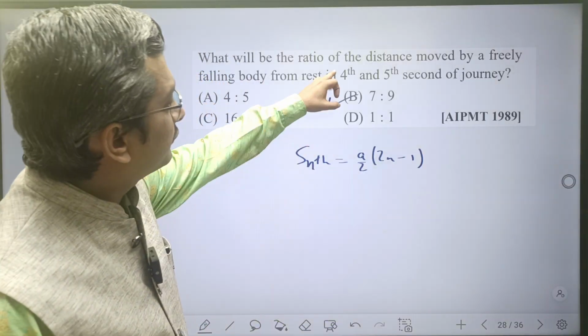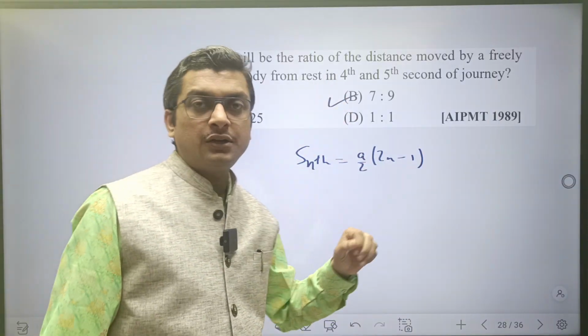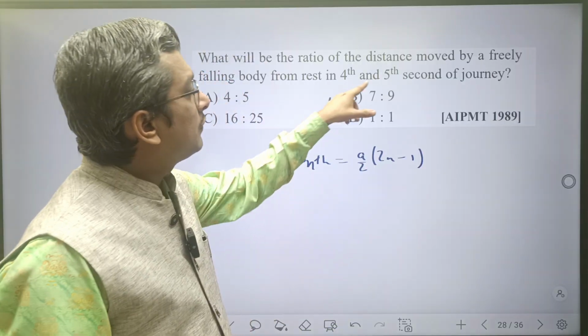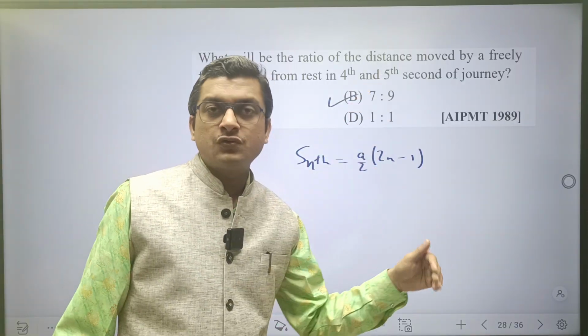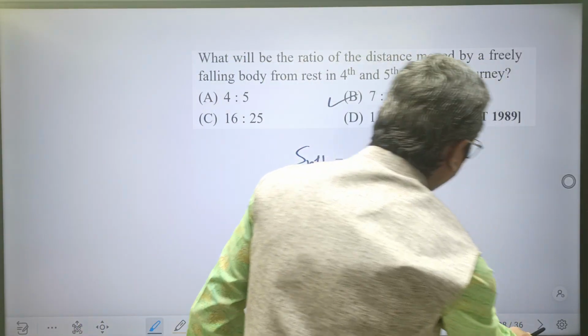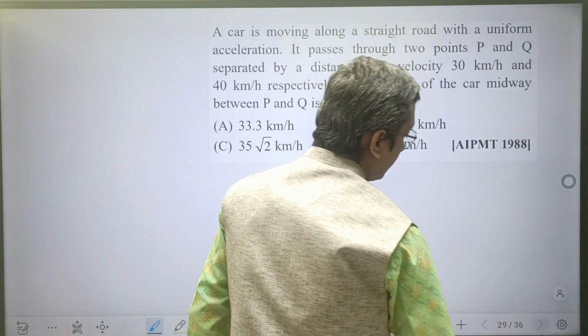Here n is the 4th second. For the 4th second n becomes 4, that is 2 4s are 8 minus 1, 7. For the 5th second n becomes 5, that is 2 5s are 10 minus 1, 9. So 7 is to 9 is the answer.